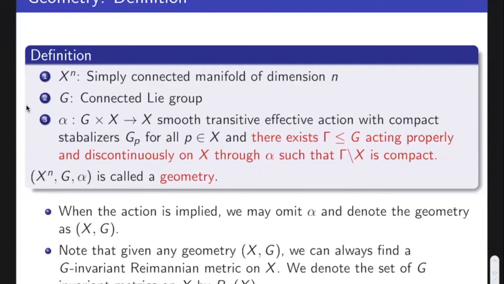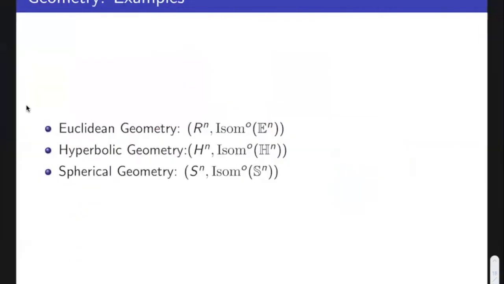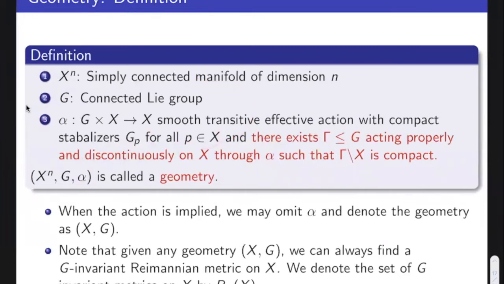Note that since we have compact stabilizers, given any geometry (X, G), we can always find a G-invariant metric on X by averaging. And we denote this set of invariant metrics by R_G(X). So here are some examples of geometries. We have the geometries from the constant curvature spaces, R^n, H^n, and S^n. The connected component of the isometry group acts transitively on these spaces, and they satisfy these conditions.